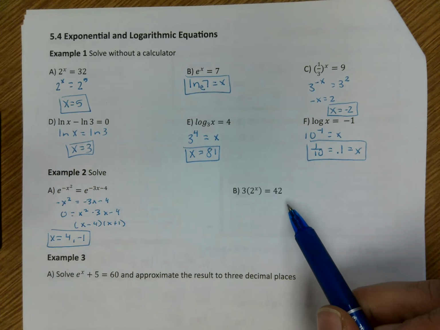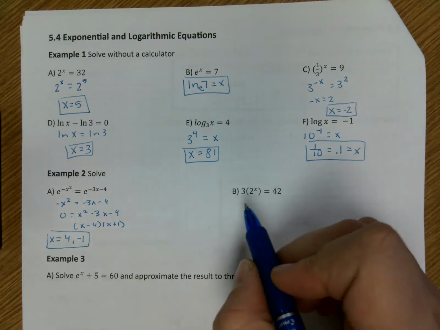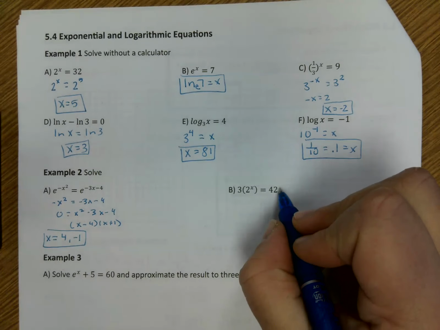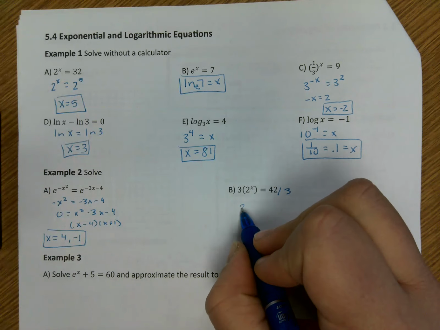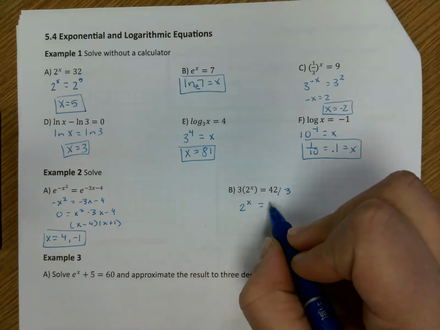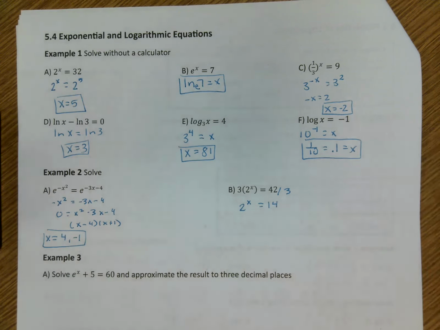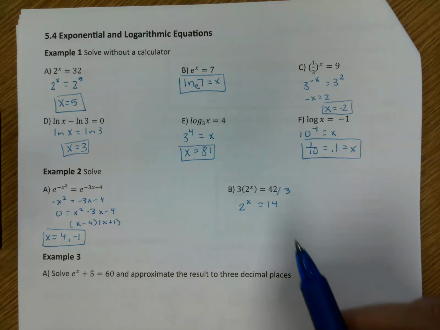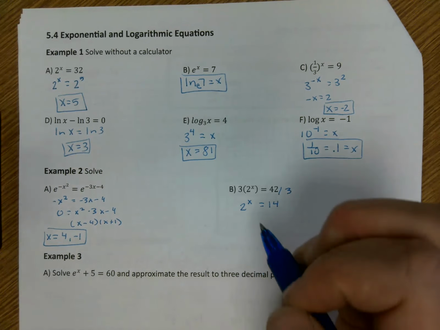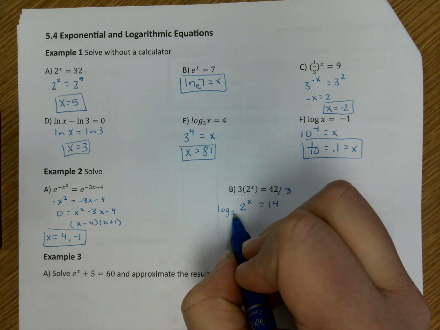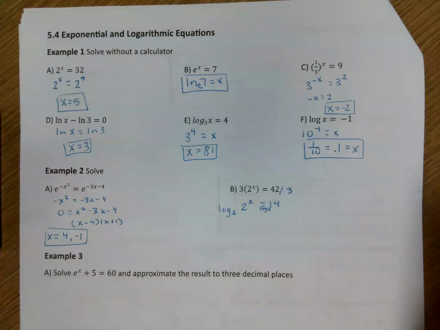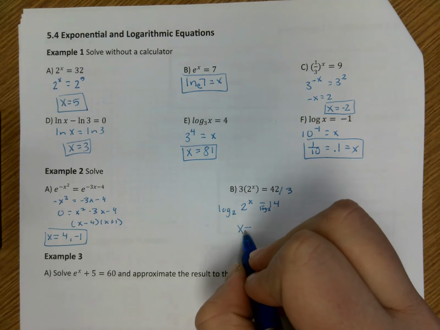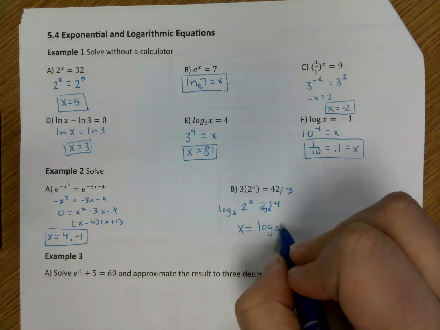For this, now this is not going to be as easy. The first step, I'm going to get rid of this multiplication. The opposite of multiplying is dividing. So if I do 42 divided by 3, I get 2 to the x is equal to 14. Now, because this is an exponential base, I can do log base 2 on this side. Whatever I do to one side, I do to the other. These two bases will cancel each other out, leaving me with x is equal to log base 2 of 14.